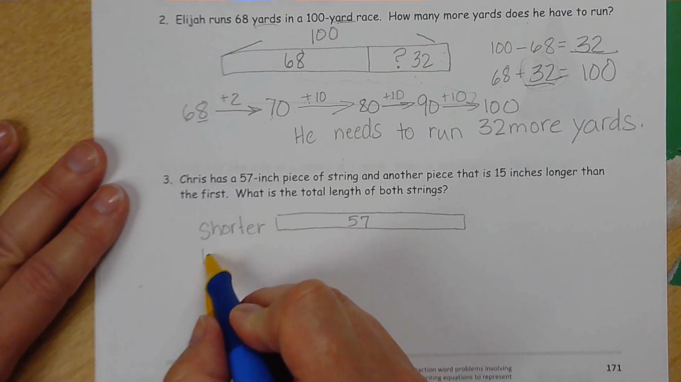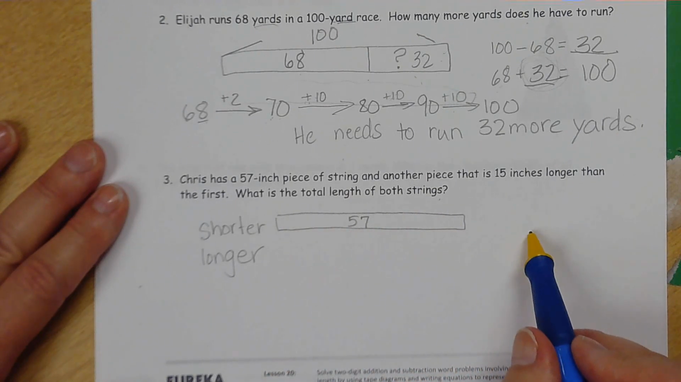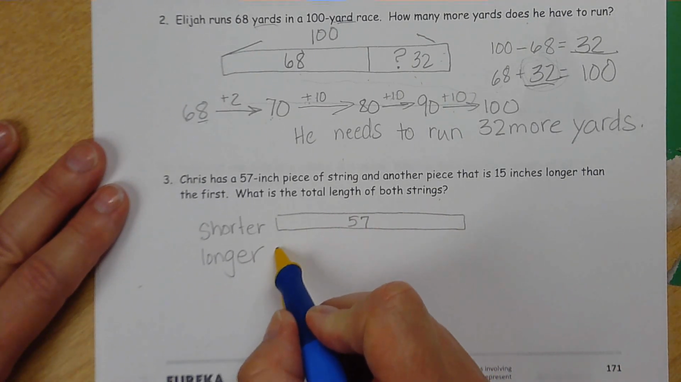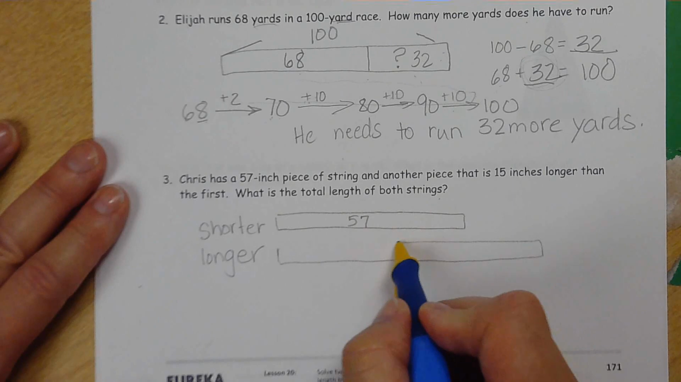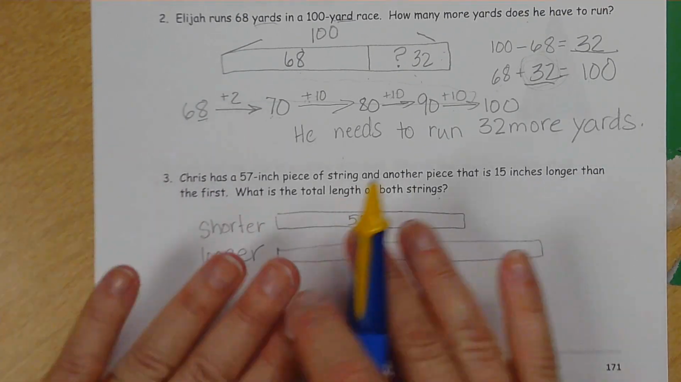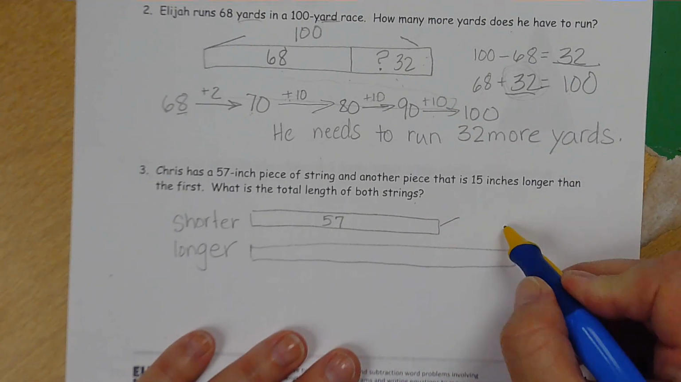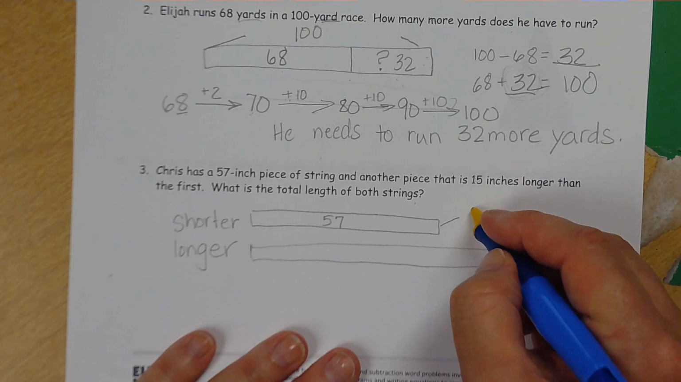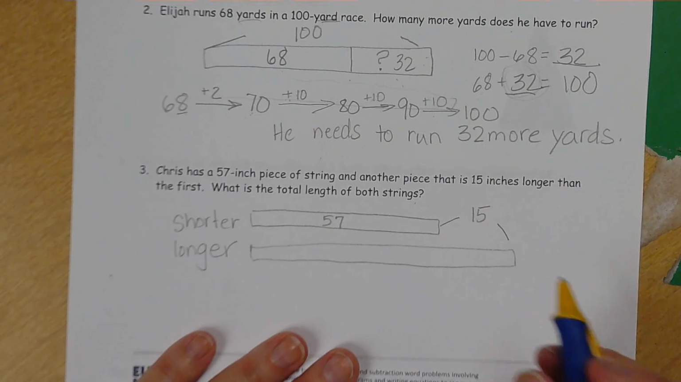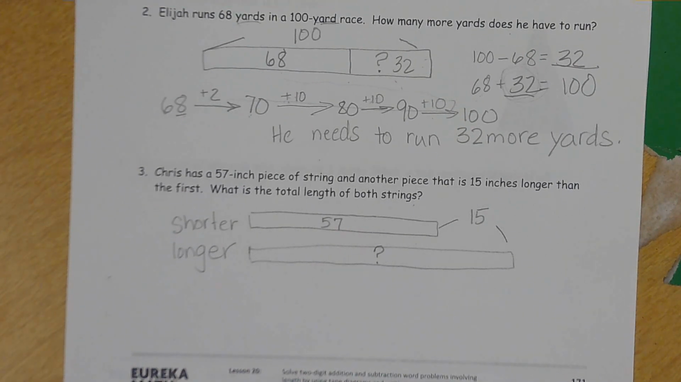Now the longer piece of string, I don't know how long it is, but I do know that it is longer than this one. So I'm going to try to start them at about the same place so I can see. I'm going to make it longer. And I don't know how much it is all together, but I do know that this part, how much longer it is, is 15 inches. I don't know how long the whole piece of string is. Okay.